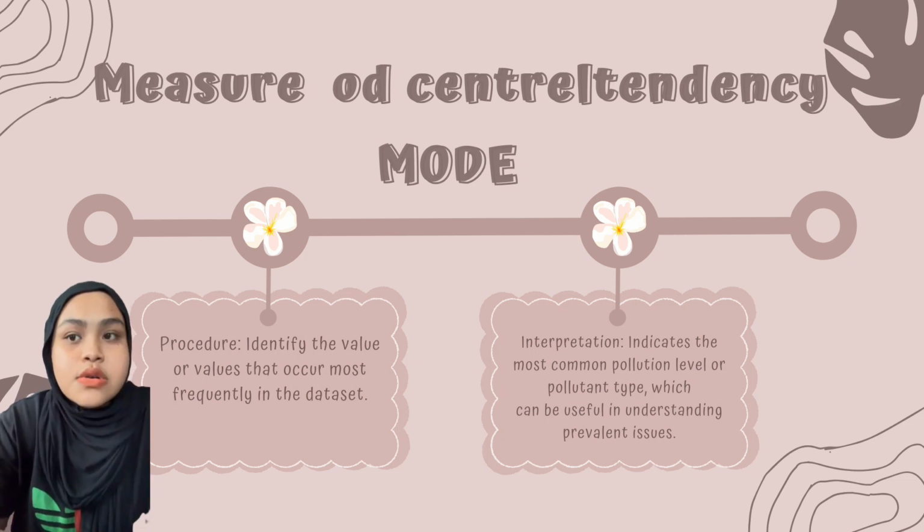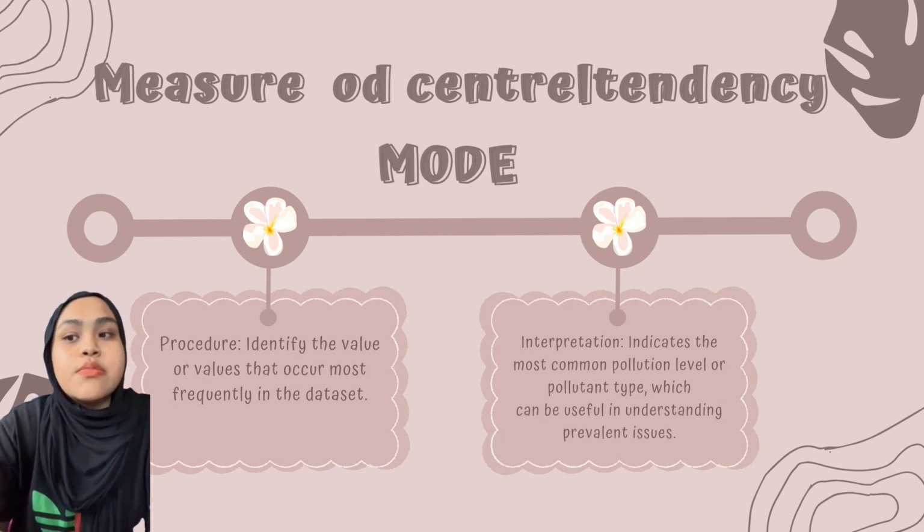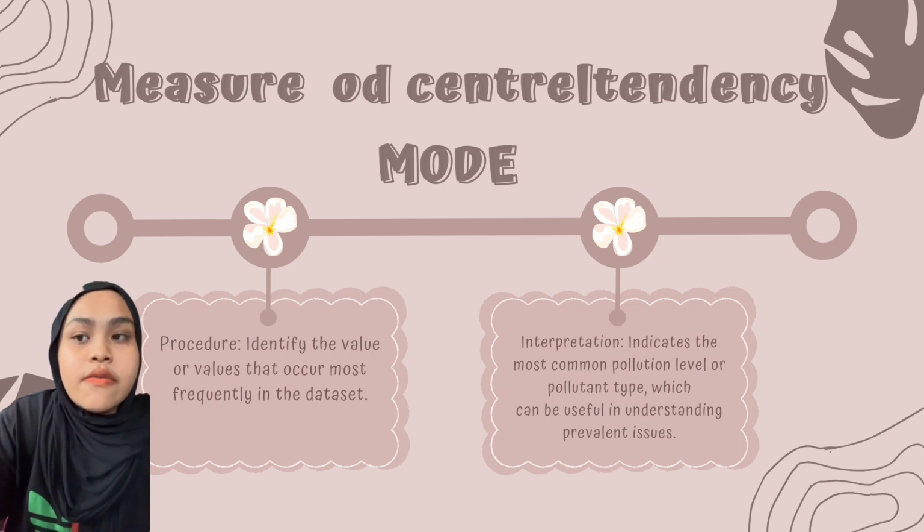The second is mode, for procedure, identify the value that occurs most frequently in the data set. For interpretation, it indicates the most common pollution level or pollutant type, which can be useful in understanding prevalent issues.